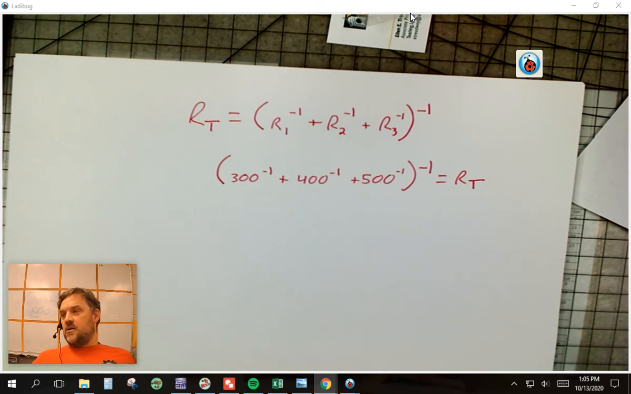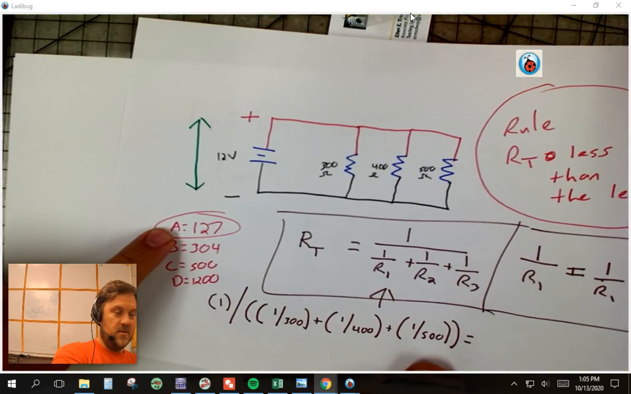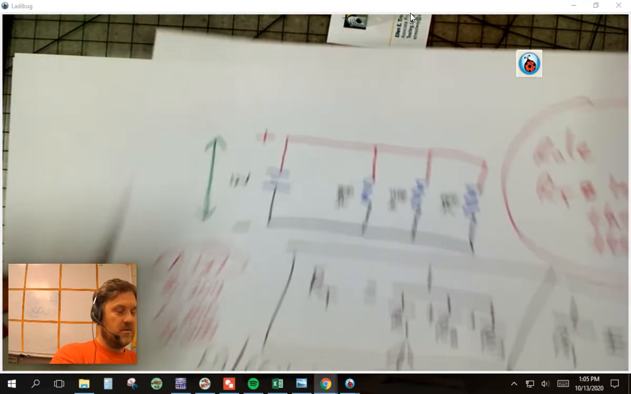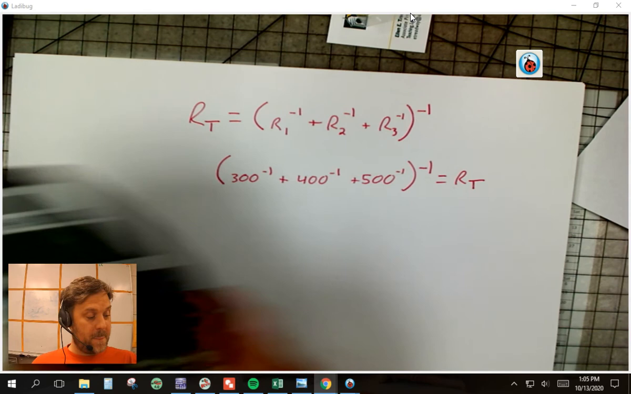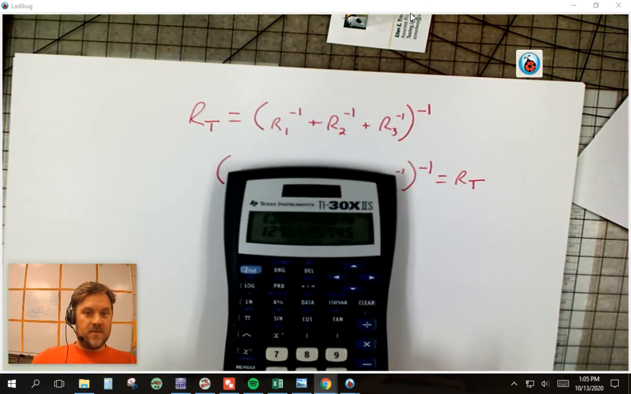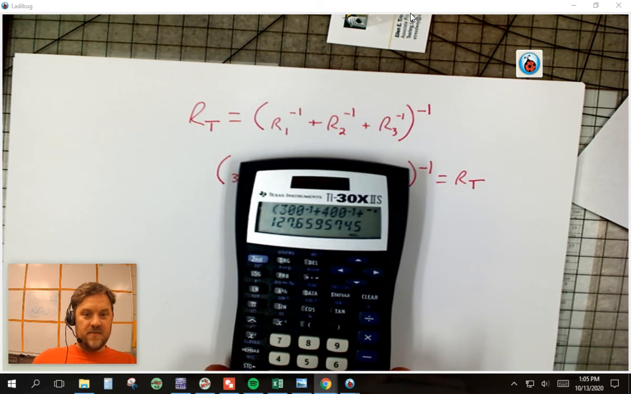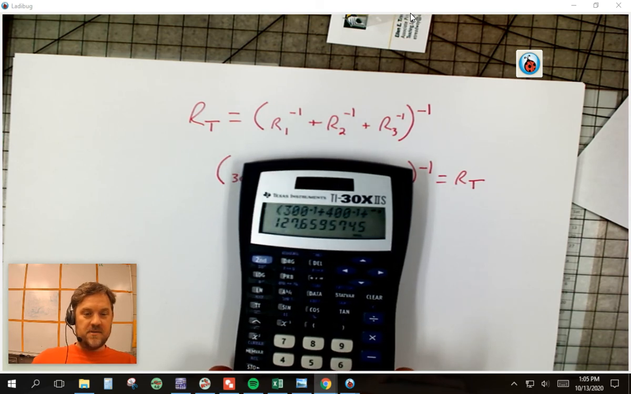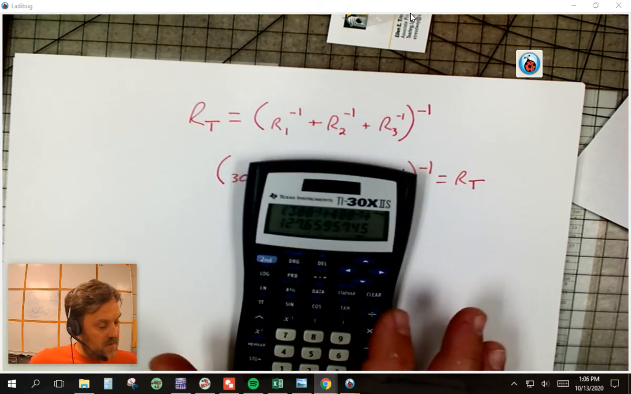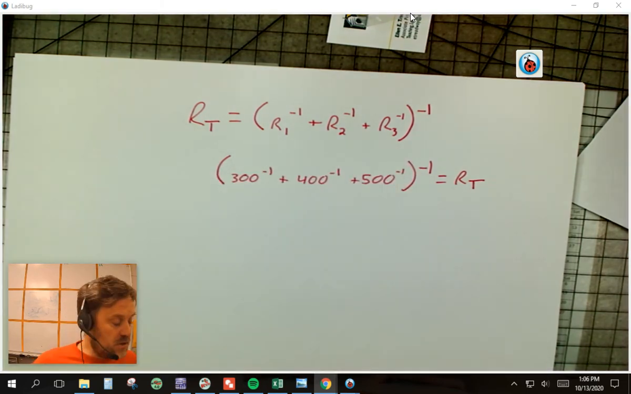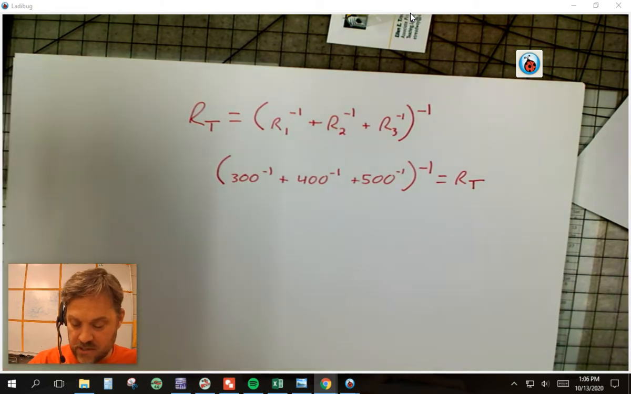Patrick, did you get it? What'd you get? Ding, ding, ding, ding, ding. Hey, what did I say back here? That's a pretty good guess, wasn't it? So there's what I got: 127.6595745. There it is. So make sure you can put that in your calculator correctly. That's going to be a big help to you when we're doing these, okay?